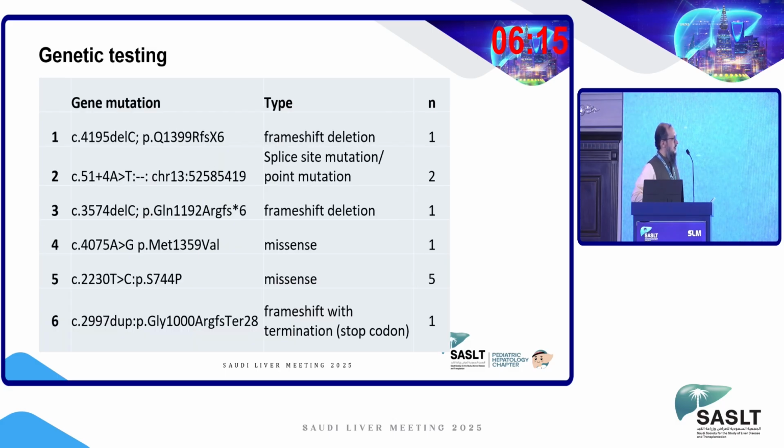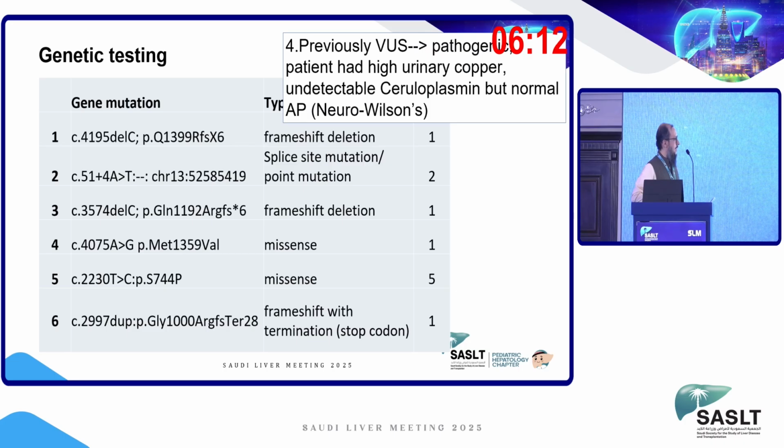The genetic testing, it's interesting to note that this is the frequency of the gene testing that we have. The number 5 listed is the most common mutation that we've seen in the patients who have undergone liver transplantation. Gene number 4 was previously a variant of unknown significance, but now has been classified as a pathogenic mutation. This is one of the mutations which was found in the child who had both the homozygous and the heterozygous mutation.